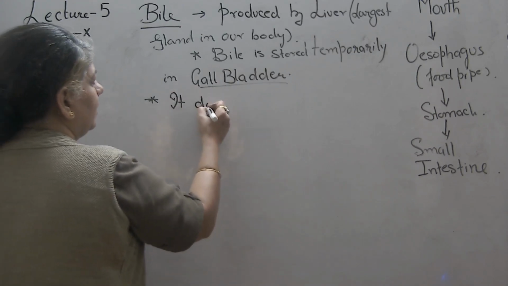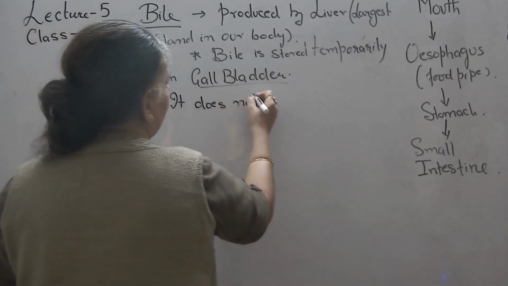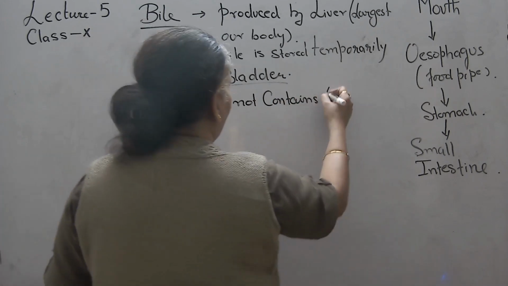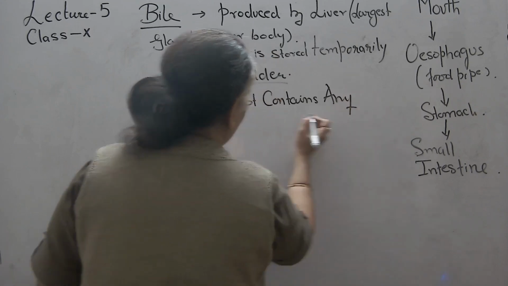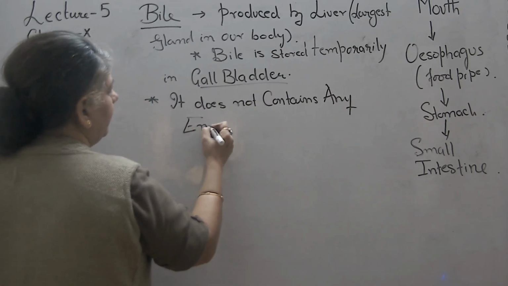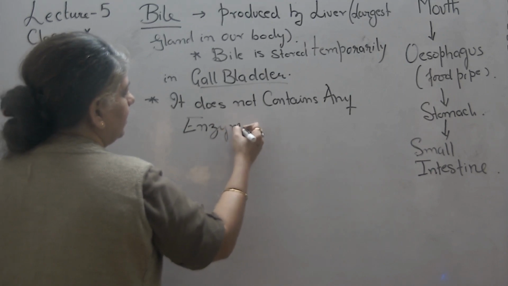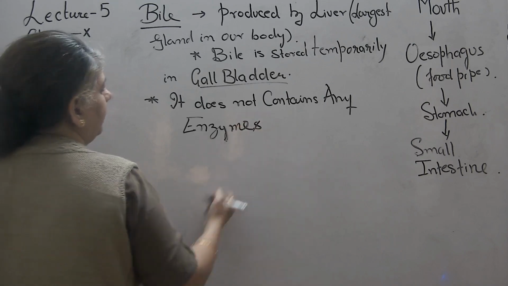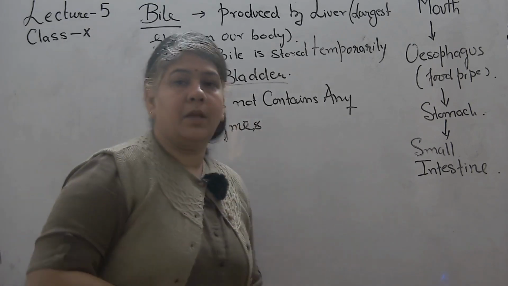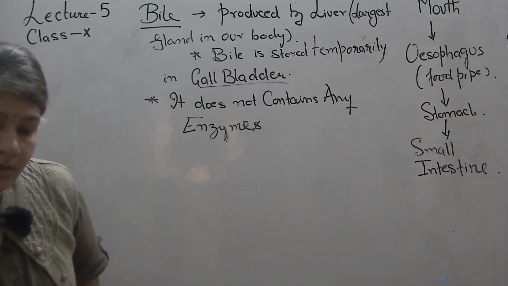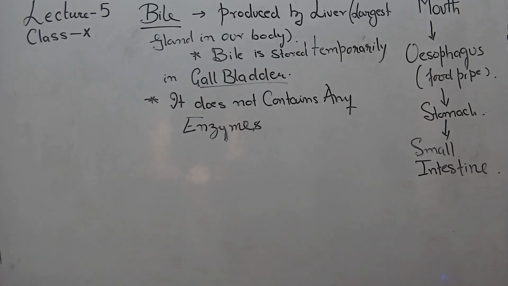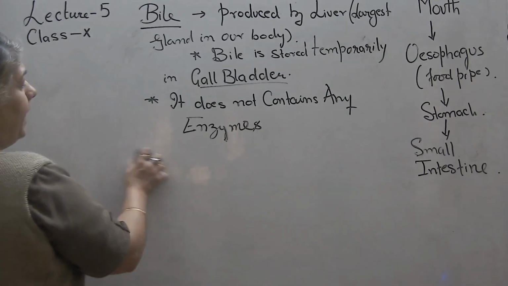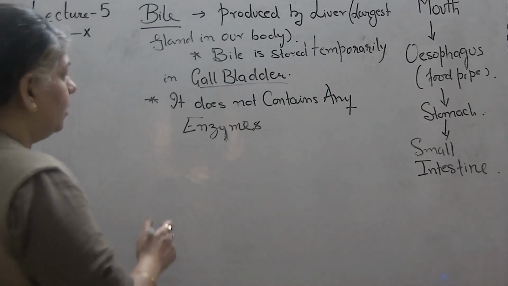It does not contain any enzyme. This is an important point. Okay, if it is not containing any enzyme, then how is it facilitating the digestion process? Okay, let's see. Bile actually contains two pigments.